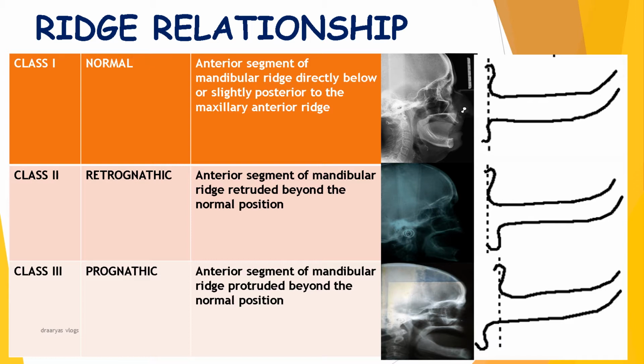And in class 2, it is retrognathic. In this picture, here the anterior segment of the mandibular ridge is retruded beyond the normal position. And in class 3, it is prognathic. Here the anterior segment of mandibular ridge is protruded beyond the normal position.